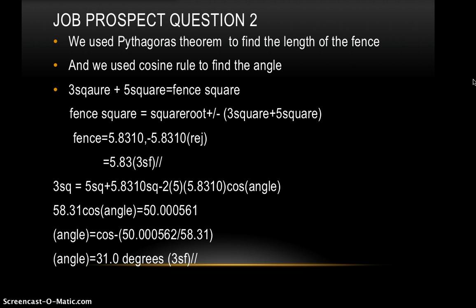So the fence will equal 5.8310 or negative 5.8310, which you have to reject. And finally, the final answer will be 5.83, which is to 3 significant figures.